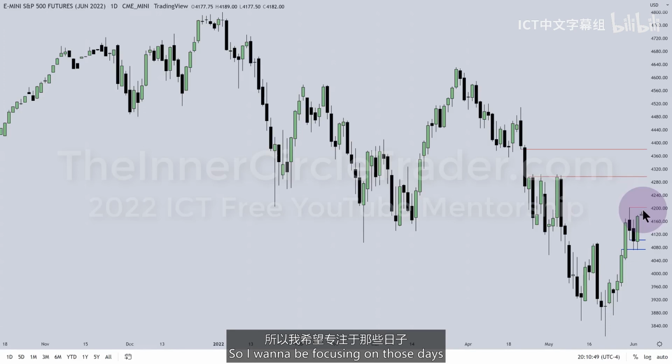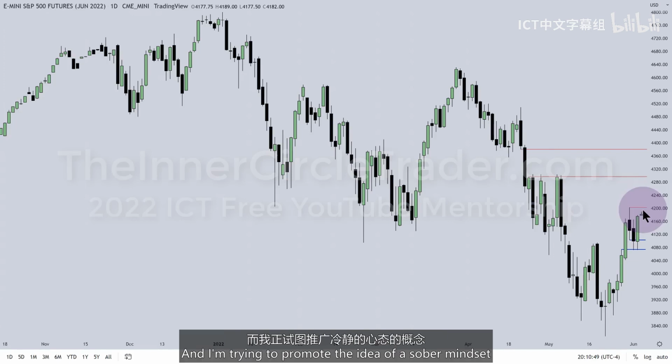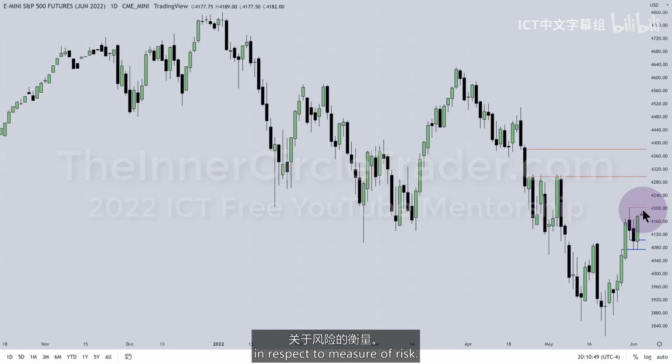So I want to be focusing on those days where I don't have those disadvantages, where everyone else is like, well, I got time to be in front of the charts, so it's gamble and it's casino time. And that's just not the way I do things. And I try to promote the idea of a sober mindset about what it is you're doing in respect to measure of risk.